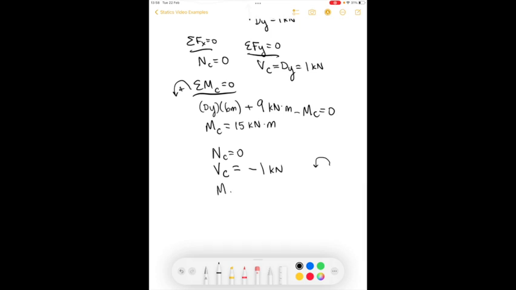So we call that a negative shear. And the moment at the point C is positive because it tends to curl or bend the member concave upwards. So 15 kilonewton meters.